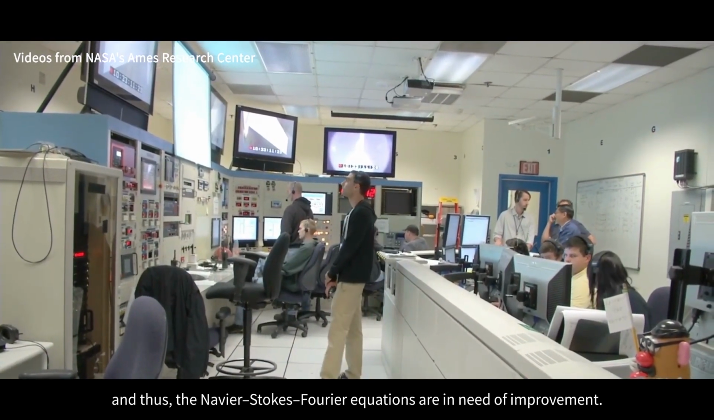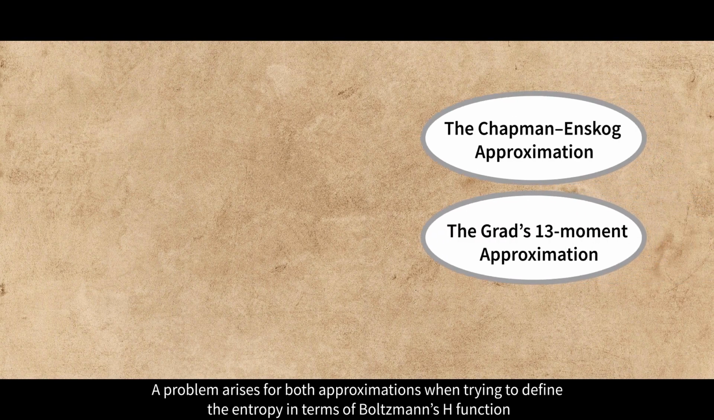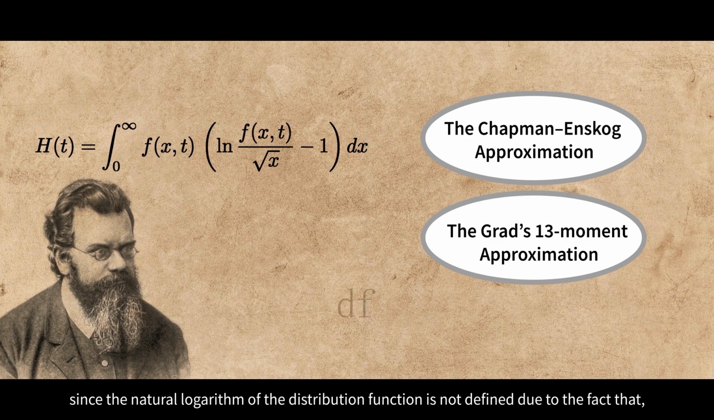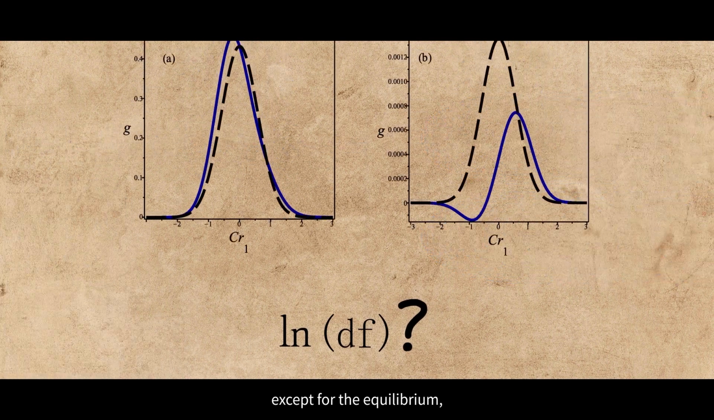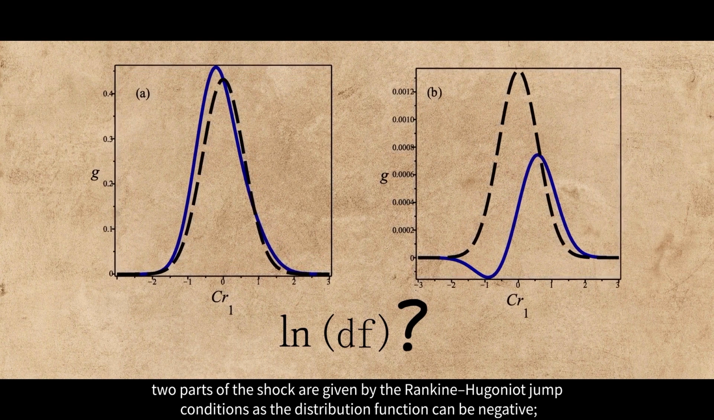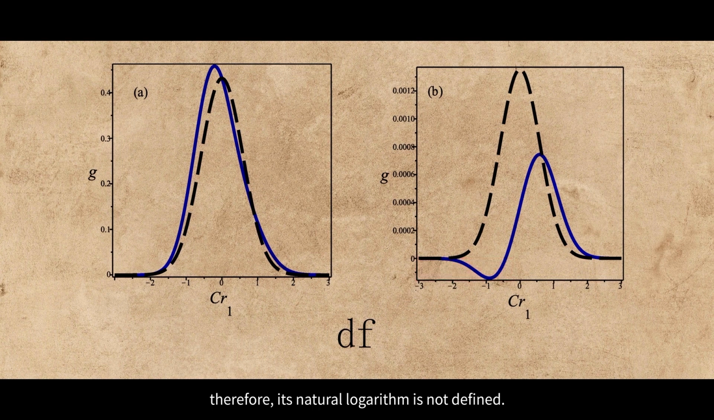need of improvement. A problem arises for both approximations when trying to define the entropy in terms of Boltzmann's H function, since the natural logarithm of the distribution function is not defined due to the fact that, except for the equilibrium, two parts of the shock given by the Rankine-Hugoniot jump conditions, the distribution function can be negative. Therefore, its natural logarithm is not defined.